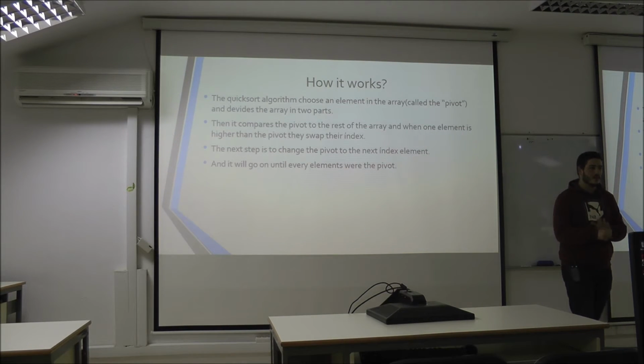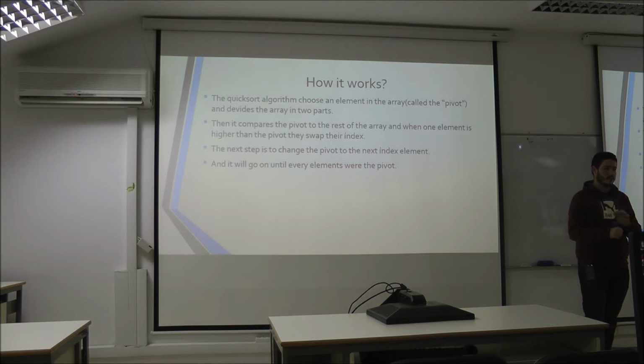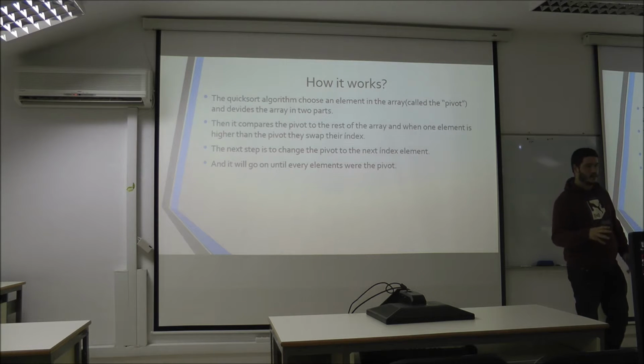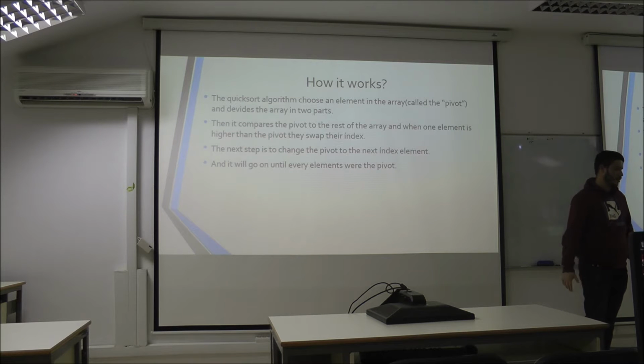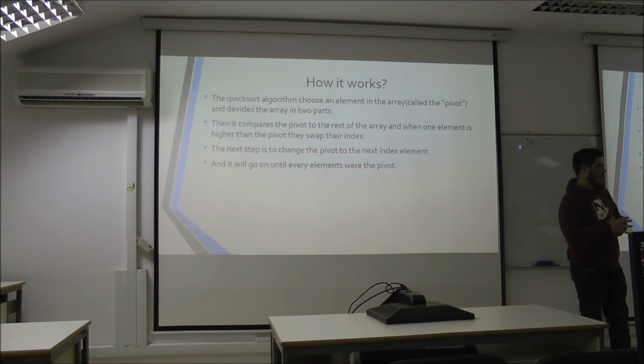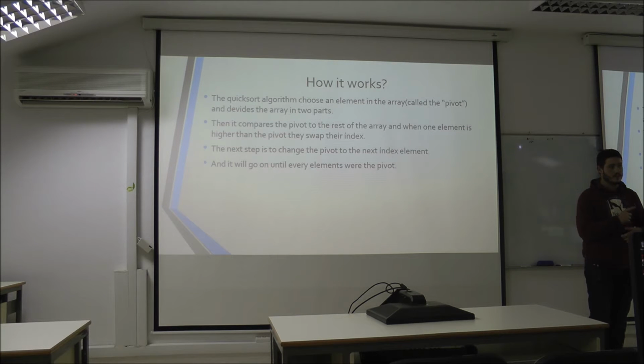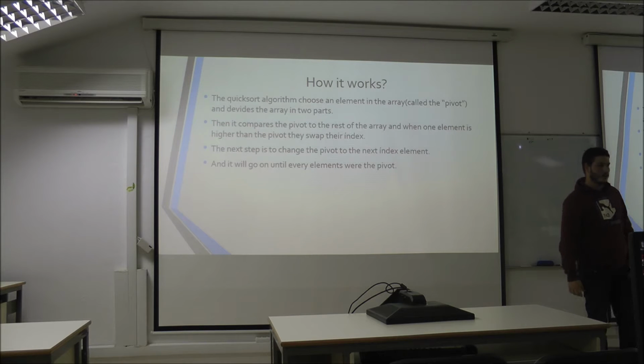The Quicksort algorithm searches for a pivot, which is a random number. Then it will pick the pivot and compare it to the array. When it finds a higher element, it swaps the position with the index.